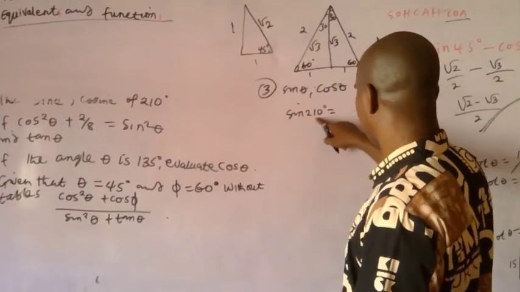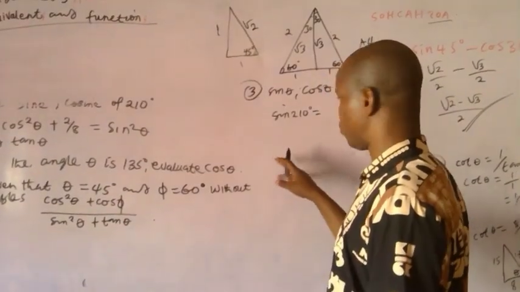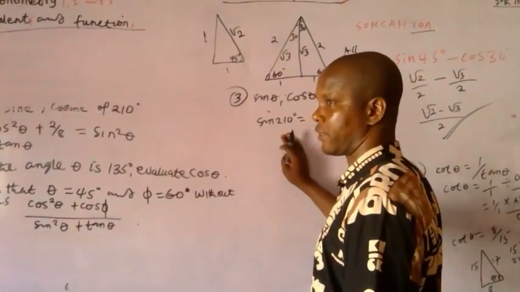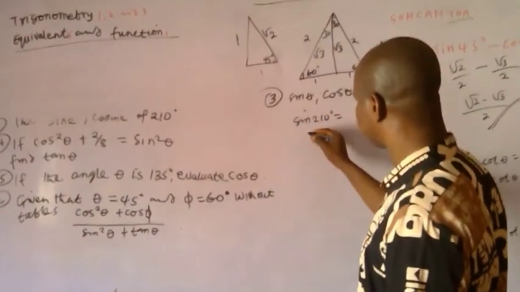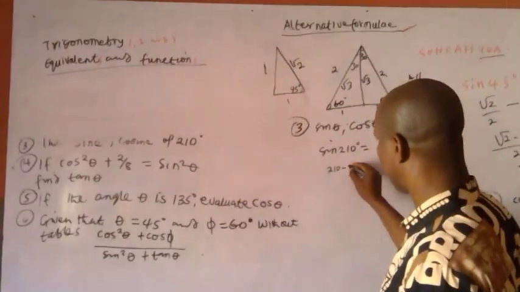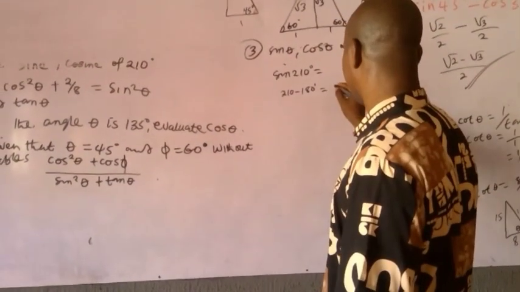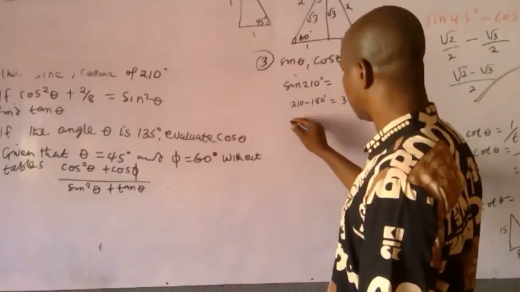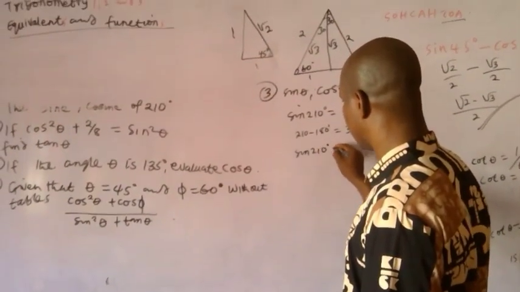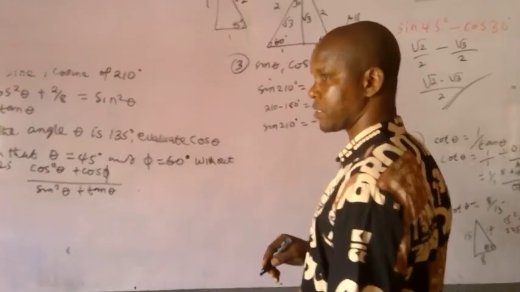But this number 210 is in the third quadrant. So basically, you should know that this one will have a negative value. So how do you go about that? You just simply say 210 minus 180. 210 minus 180, you have 30. So invariably, you are looking for 30. So this sine 210 degree is equivalent to minus sine 30, so that your work will be simple.